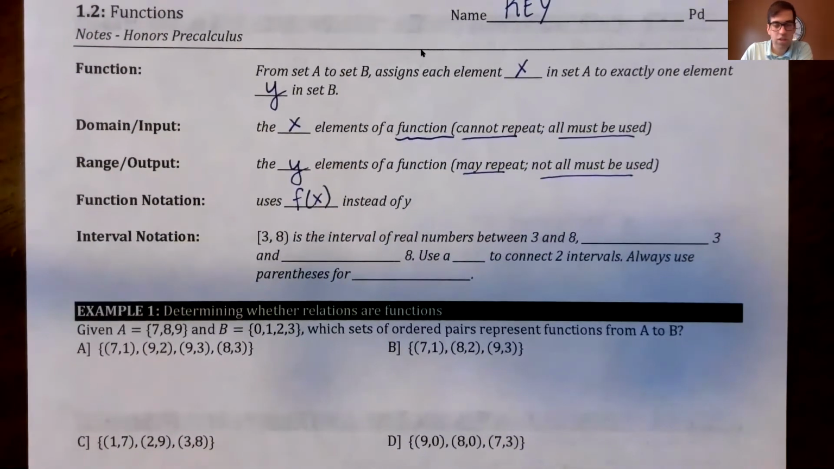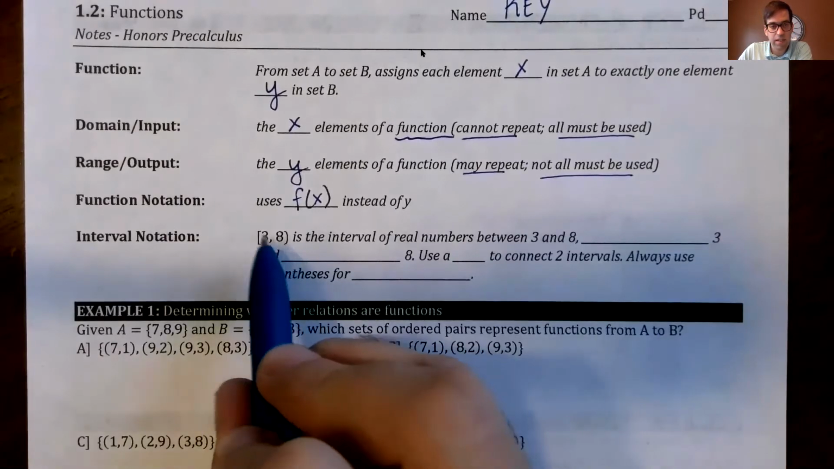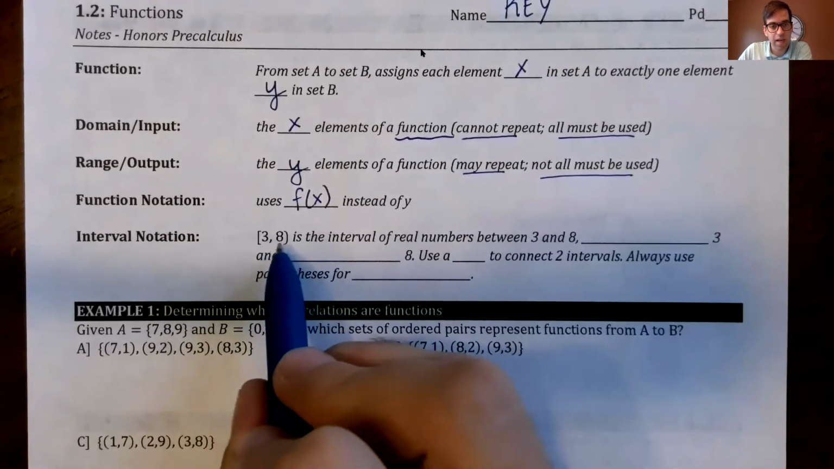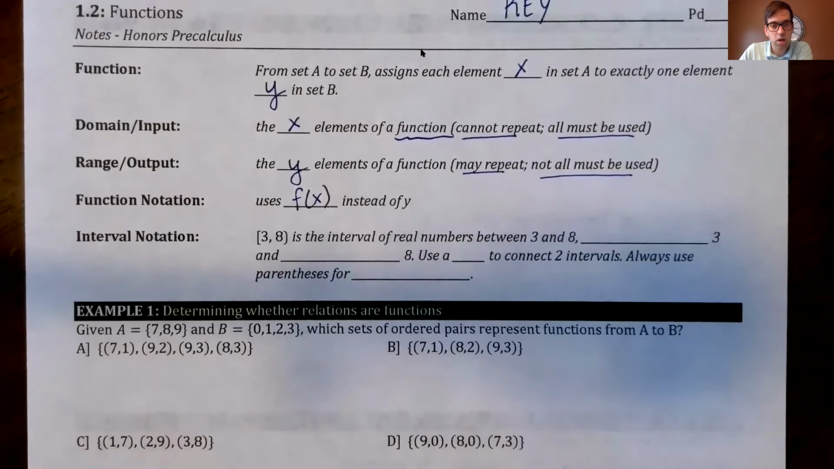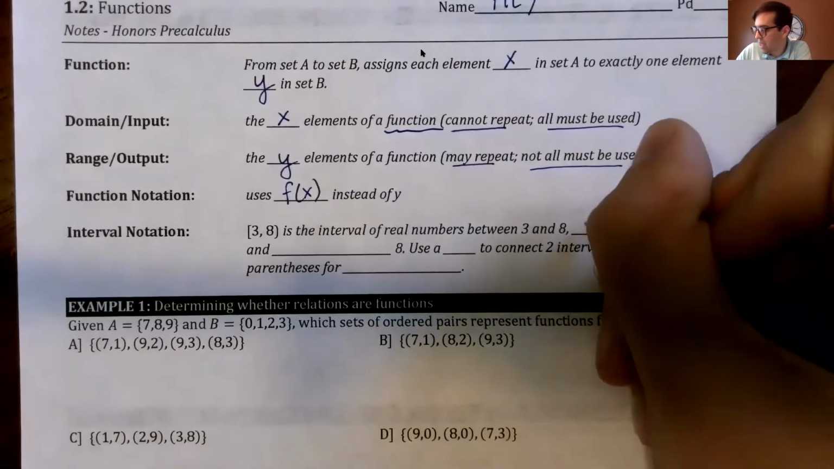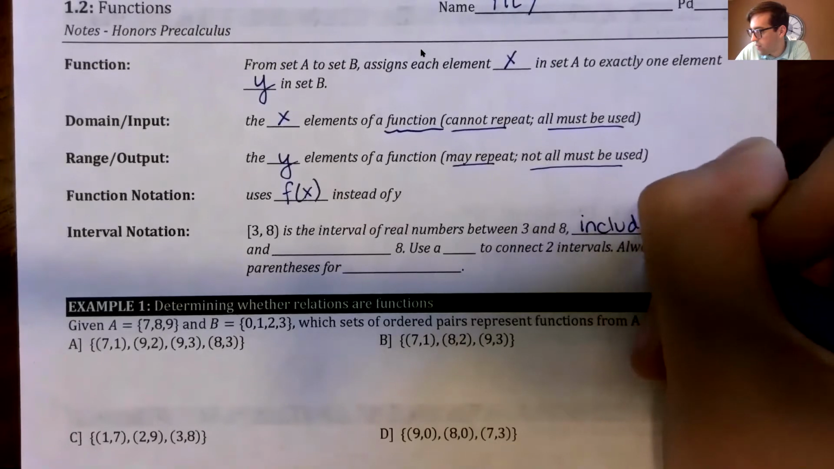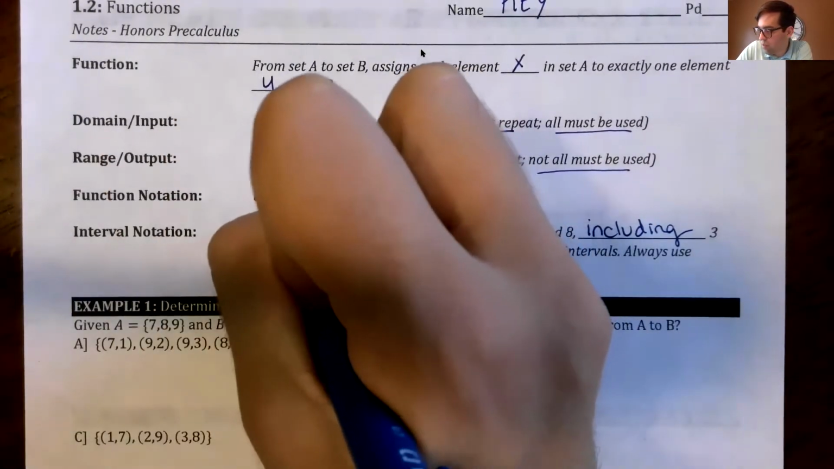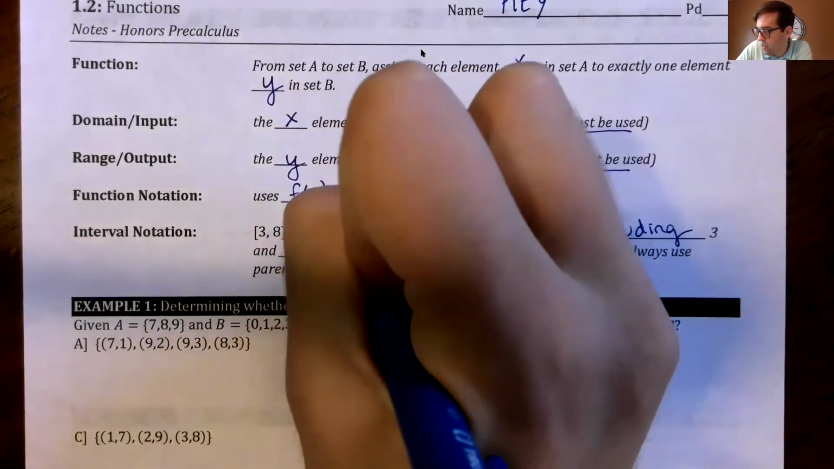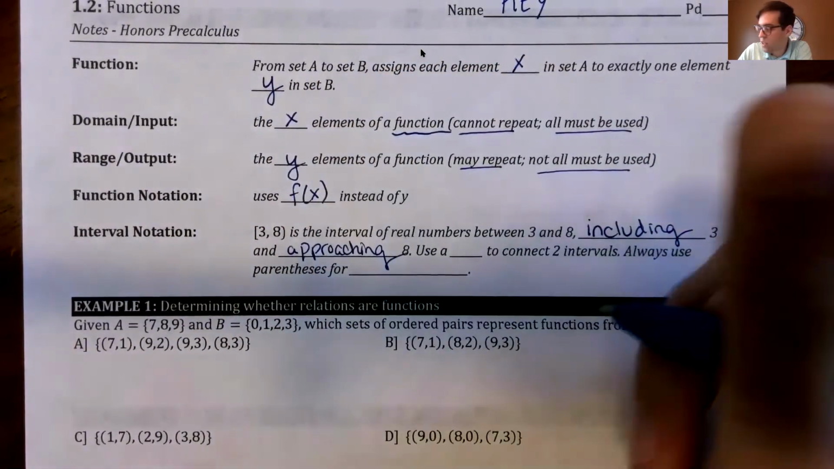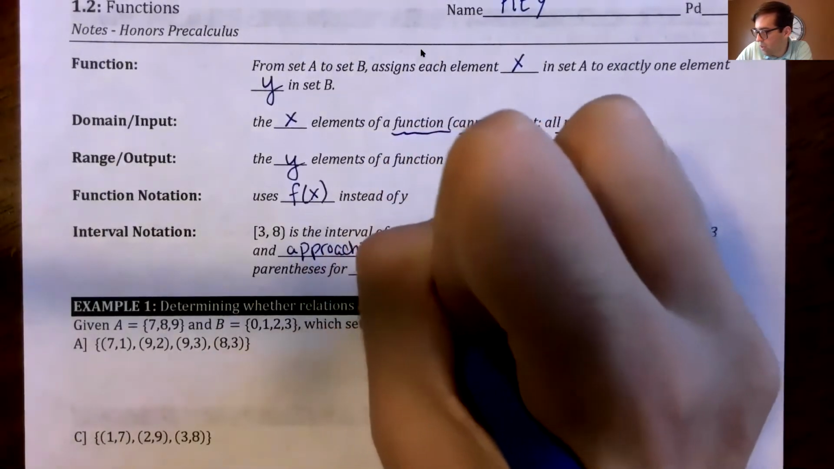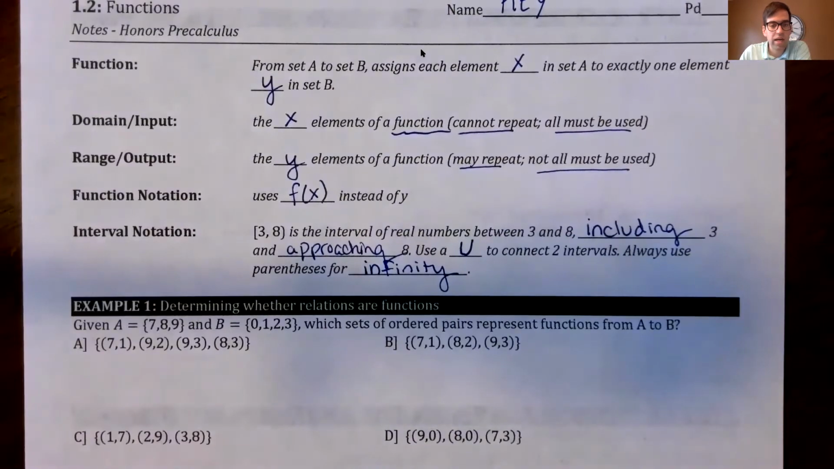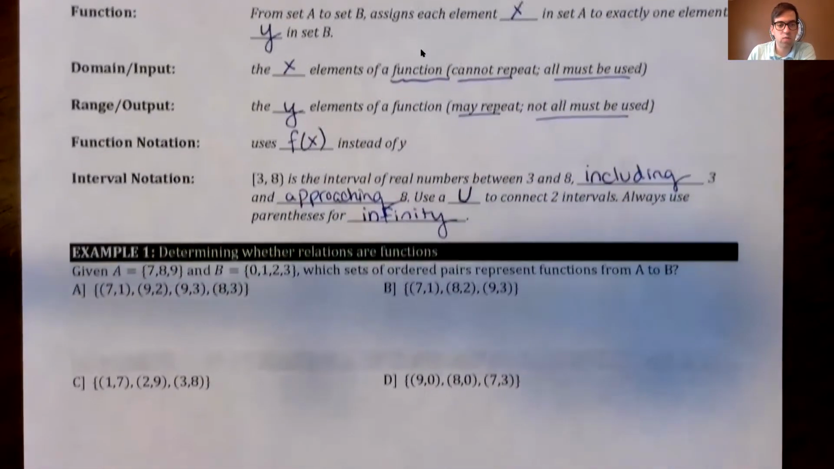And then we have interval notation. Interval notation looks something like this. You might have a bracket or a parenthesis on either side, and inside you have two numbers with a comma. So bracket 3, comma 8 parenthesis is the interval of real numbers between 3 and 8, including the 3 and approaching but not including the 8. We use a capital U symbol to connect two intervals, and we always use parentheses if we have an infinity as an endpoint. All right, we'll come back to interval notation, but let's take a look at example 1.